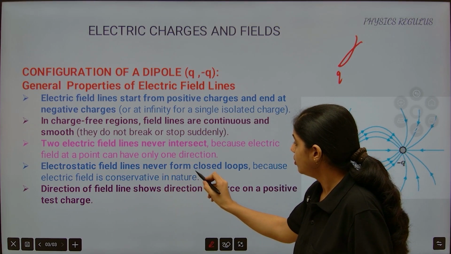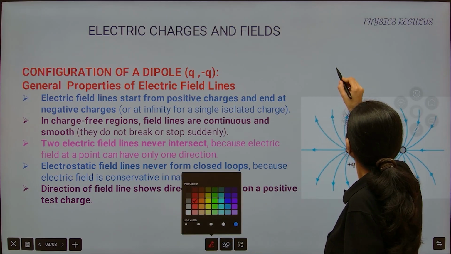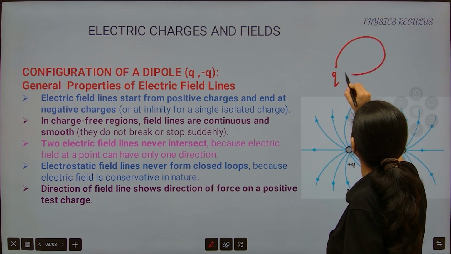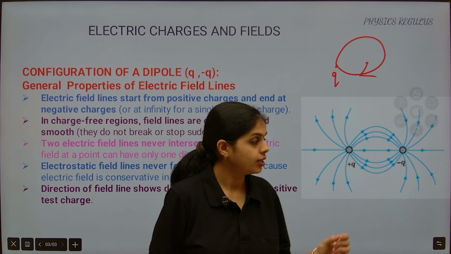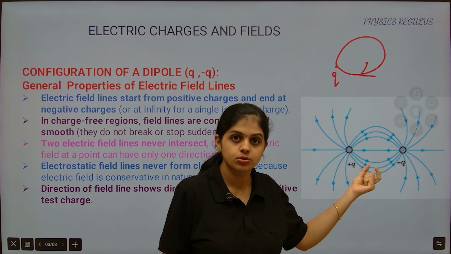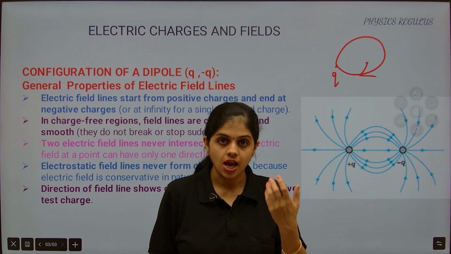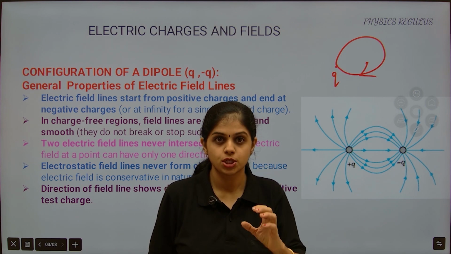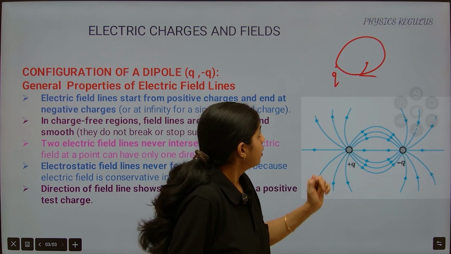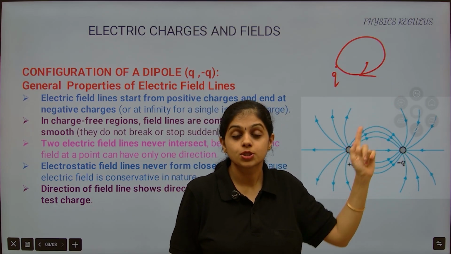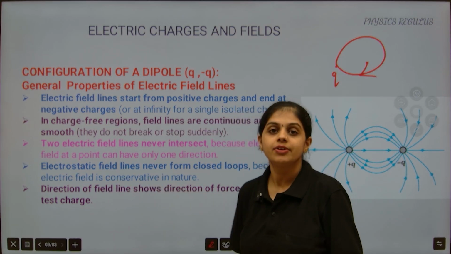Electrostatic field lines never form closed loops. Electrostatic field lines never form a closed loop like this. In case of dipole, field lines start from positive charge and end at negative charge. If you consider a point charge, it starts from the positive charge and goes to infinity in case of a positive point charge. Here you cannot draw a closed loop because electric field is conservative in nature.